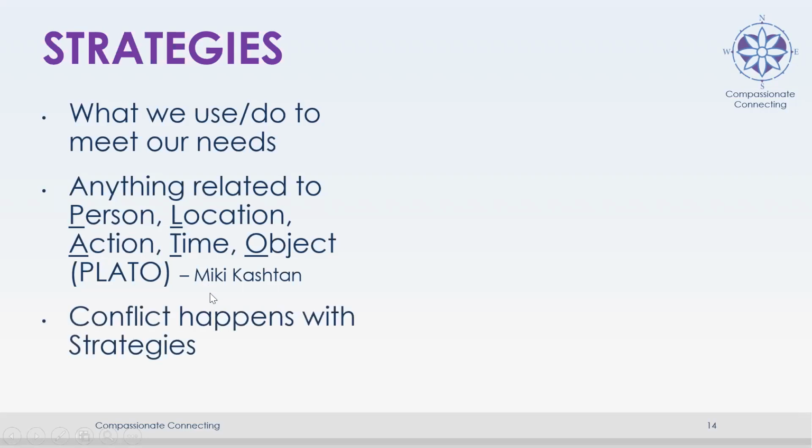And conflict happens at the strategy level. So it's important for us to recognize where conflict arises. And typically it has something to do with our strategy. And that's really where a lot of Western civilization shows up, is through that conflict of strategies.